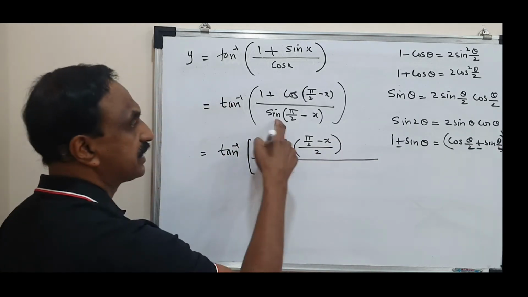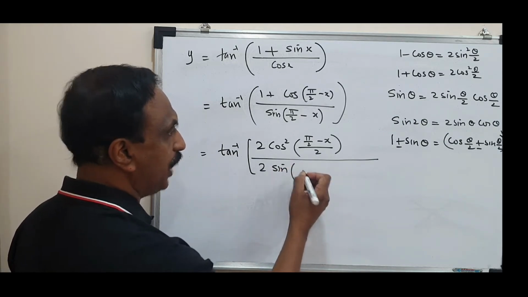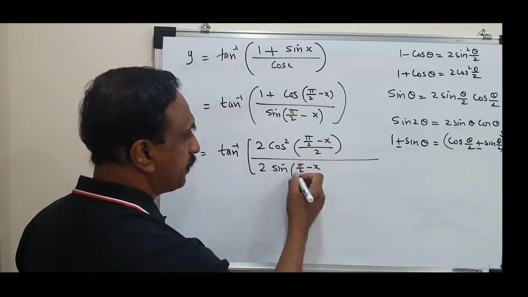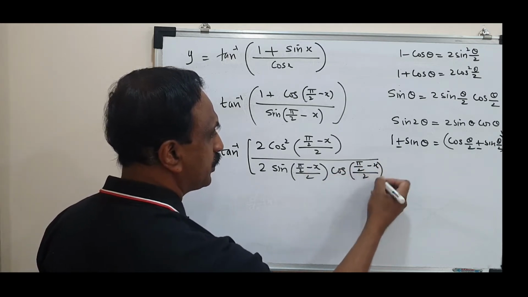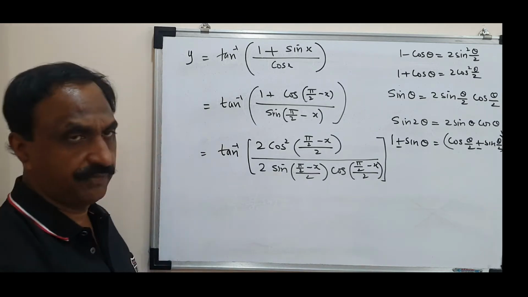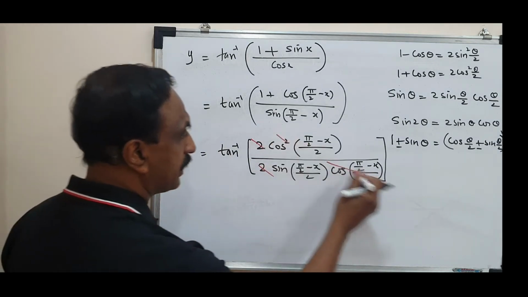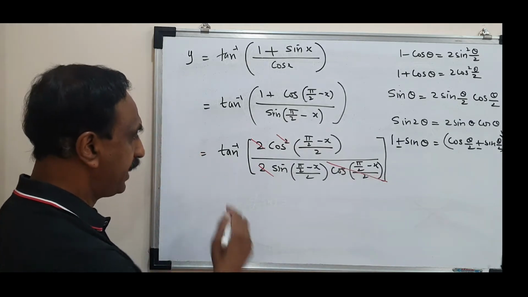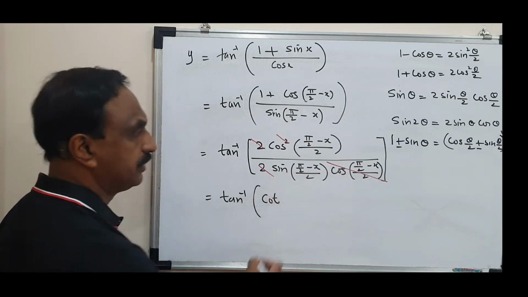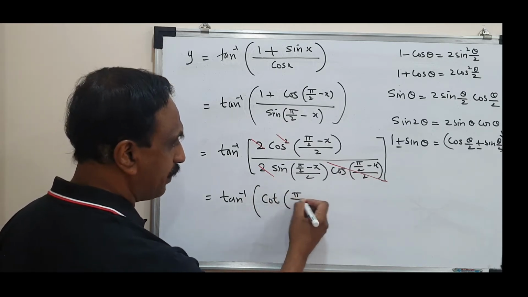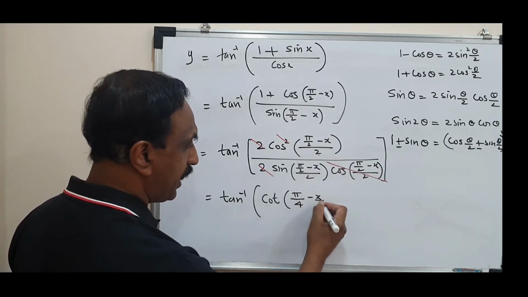divided by sine theta. What is sine theta? 2 sine theta by 2, angle by 2, pi by 2 minus x by 2 into cos pi by 2 minus x by 2. So we can apply the same formula that we did in the previous problem. So it becomes a little easier to remember. So we can cancel it off and we get tan inverse of, not tan, you get tan inverse of cot. But it does not matter, don't worry about that. Pi by 2 minus x. So pi by 2 upon 2 becomes pi by 4 and I make it x by 2.